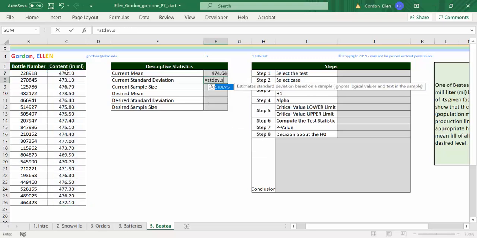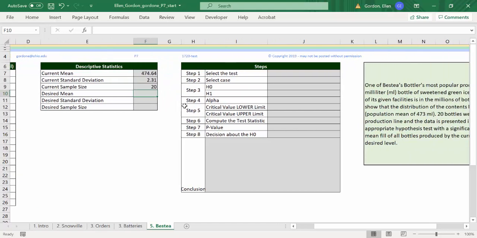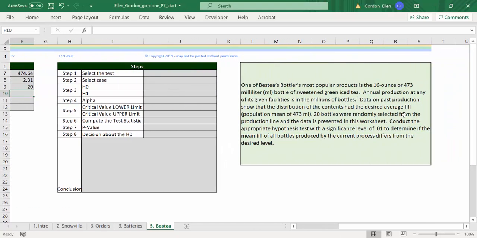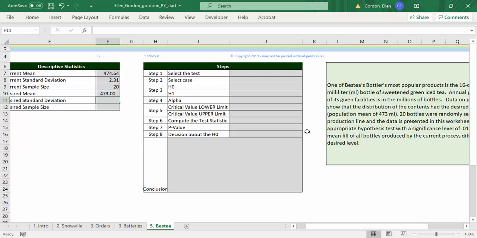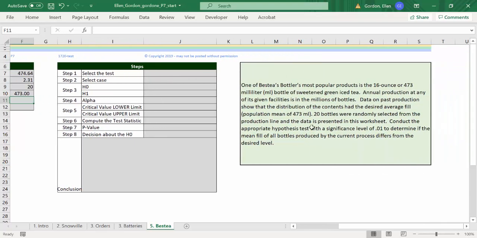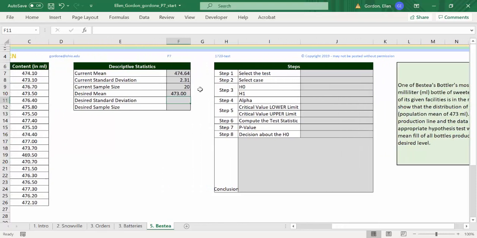For the standard deviation, we do .s because we're working with sample data. And we can use the count function to determine the sample size. The desired or advertised mean was provided in the research description. It's 473. That is a population mean. And you can see that it wasn't accompanied by a standard deviation, so a standard deviation was not provided. So whenever we do not know the standard deviation, we can just type in a question mark. And again, it was a population, so there is no sample size, so we can put NA.